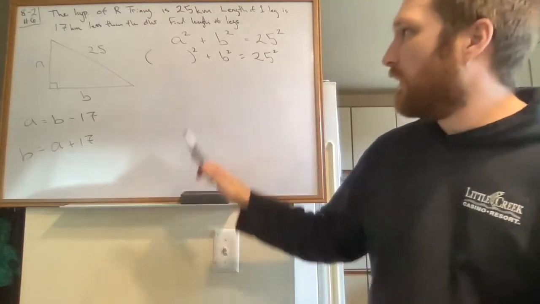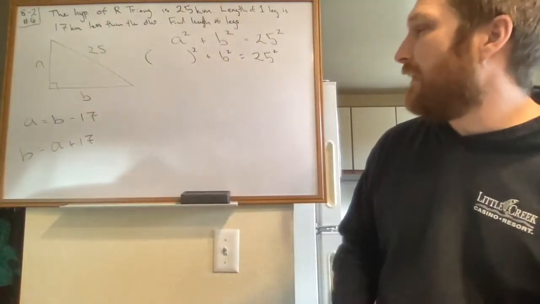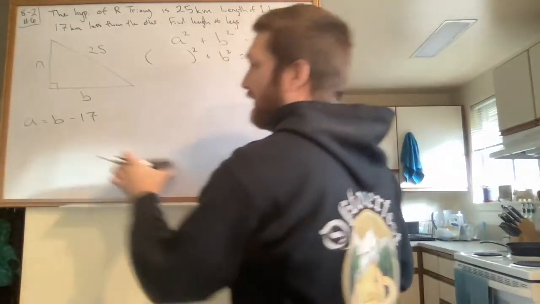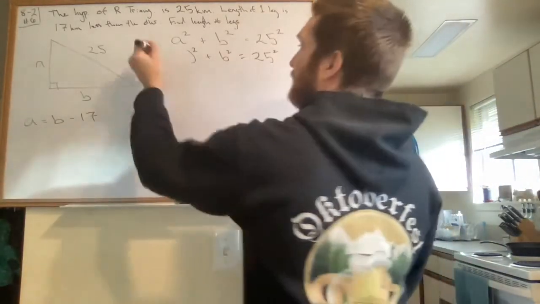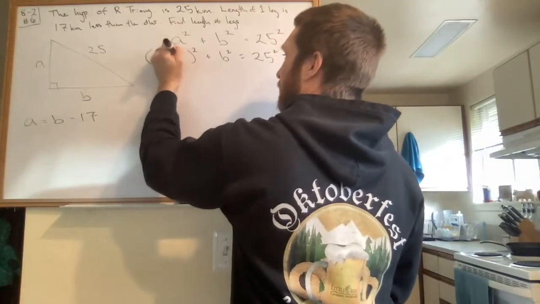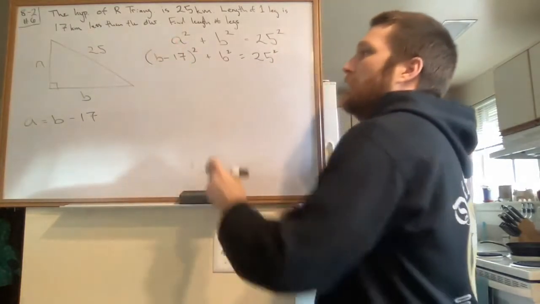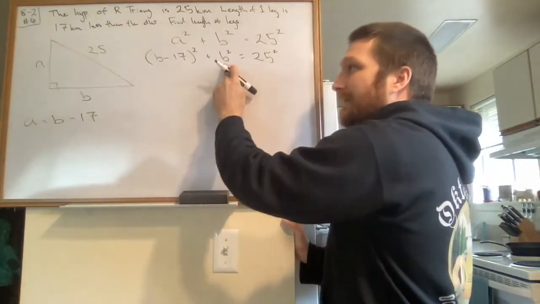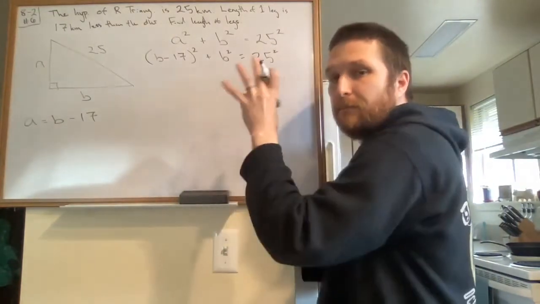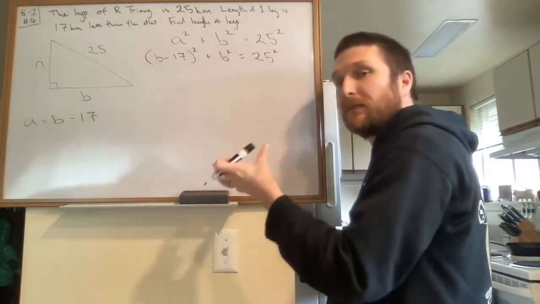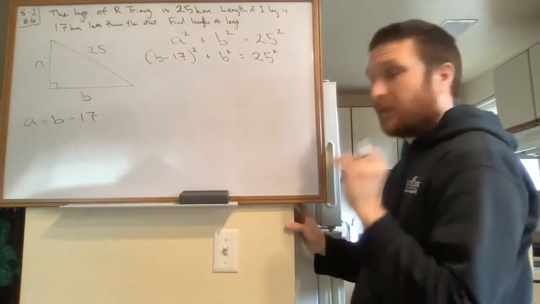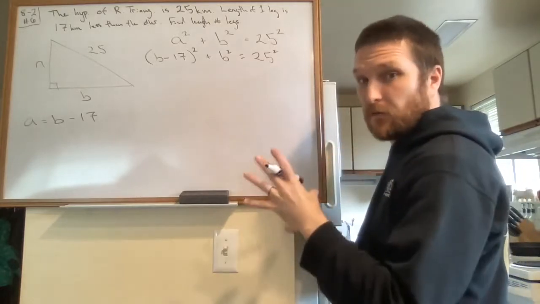I already chose that I would be substituting for A to get everything in terms of B. So let's go ahead and do that. I'm going to say that A is B minus 17. So that's what I'm doing right here. Now, okay, I know this is going to be quadratic. It's going to be quadratic in B, meaning we're going to have something times B squared plus something times B plus something. And if I get that all equal to 0, that's going to make my life a lot easier. So let's go ahead and do that.